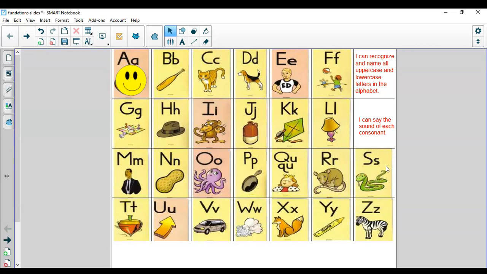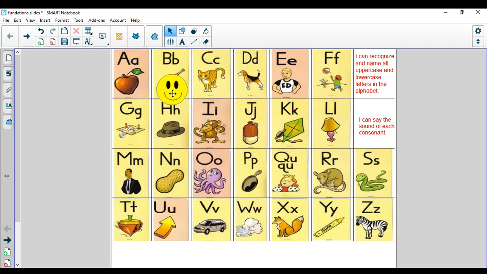Good morning. We're going to start our Fundations lesson today. We're actually beginning a brand new unit. We're going to be learning about the digraphs, which the students have actually learned a little bit about already. We're going to start with our daily warm-up, so go ahead and join in with me.